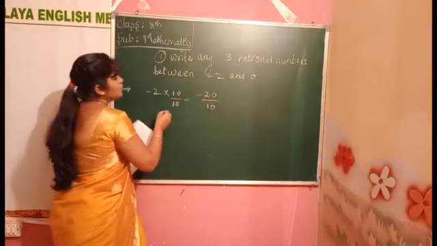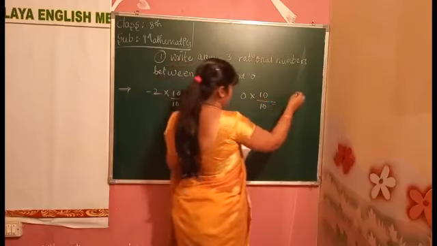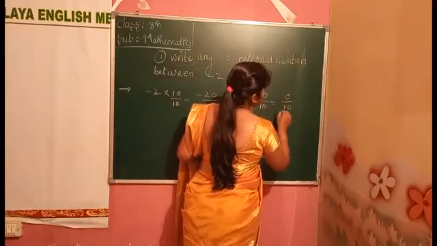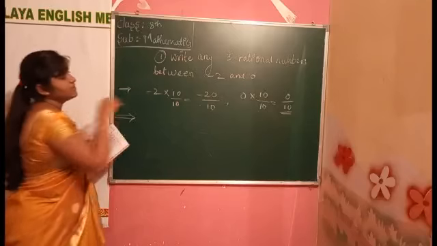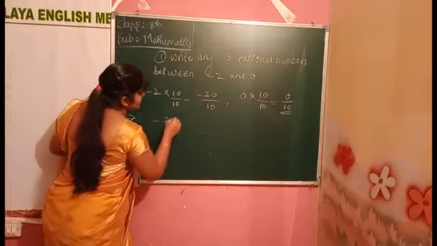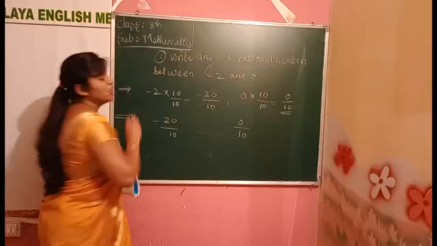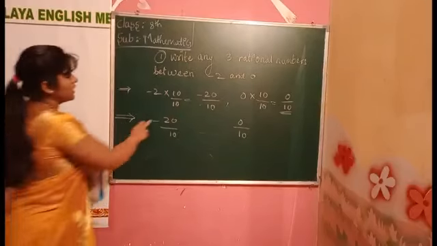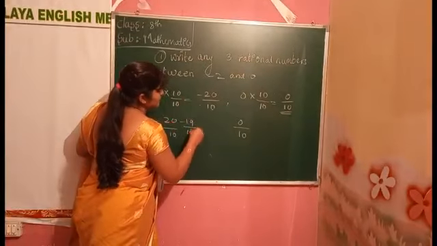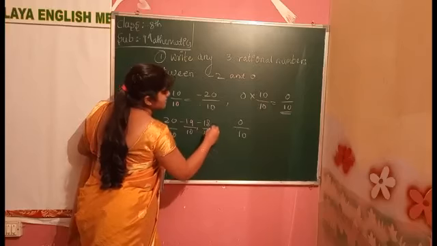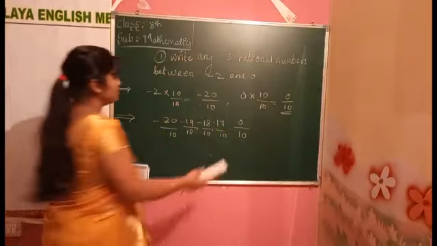Yes. And 0 we have to multiply with 10. What do we get, children? We get 0 by 10. So we have to write the numbers in between. We got -20 by 10 and 0 by 10. In between these two, which numbers will come? Let's see. Okay, -20 by 10 is there. Before that number, -19 by 10. After that -18 by 10. After that -17 by 10. Okay, I will rub this one also.